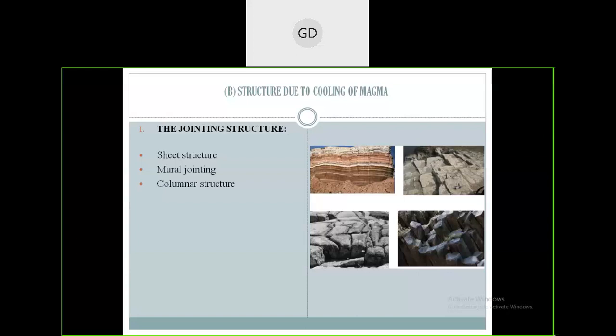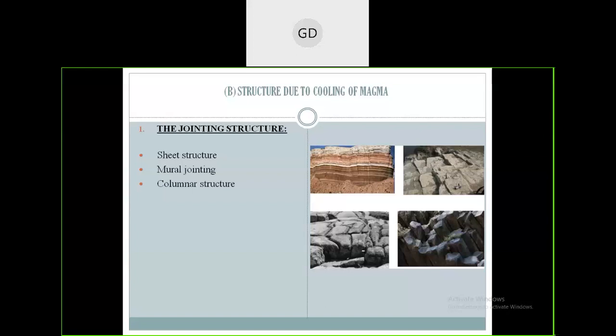When there are horizontal sets of joints that are very closely spaced, they look like sheets. So this first one is your sheet structure. When these appear in a horizontal set of joints, very closely spaced, and look like sheets, they are known as sheet structure.